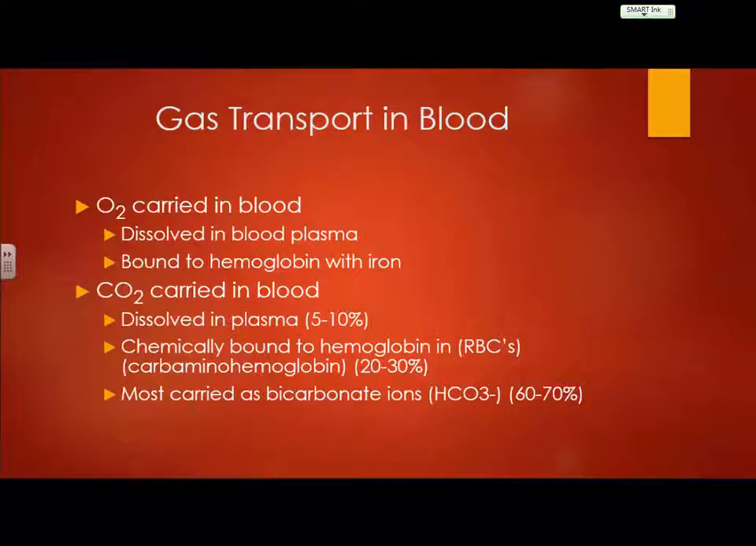So 5 to 10% of the CO2 is carried dissolved in the plasma, whereas 20 to 30% is bound to the hemoglobin. Now, with the hemoglobin, I mentioned earlier that we like for it to have a high affinity for oxygen, right? In cases where you are hypercarbic, you've got high CO2, you may have more CO2 bound to the hemoglobin. What's going to happen if you have more of a percentage of hemoglobin that is bound with carbon dioxide? What's going to happen? Right, you're going to have issues with oxygen saturation because that CO2 is bound to the hemoglobin, and the CO2 makes the hemoglobin have a lower affinity for the oxygen.